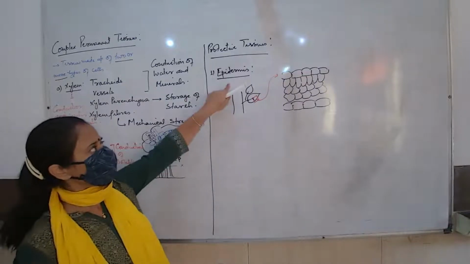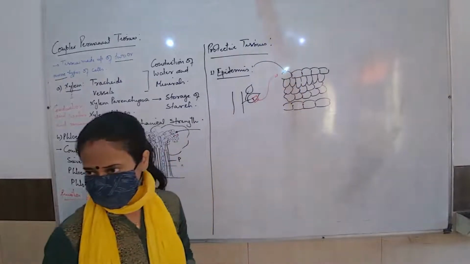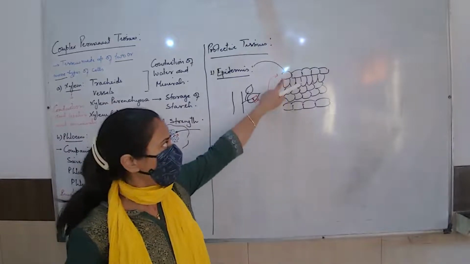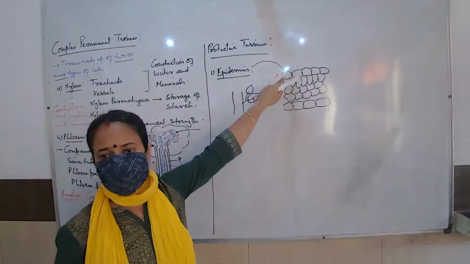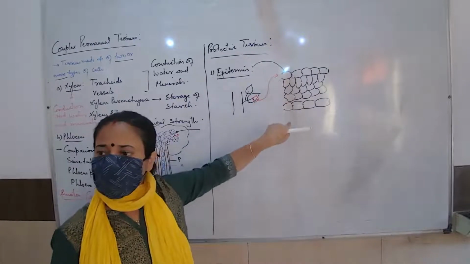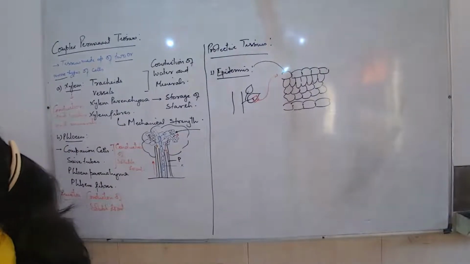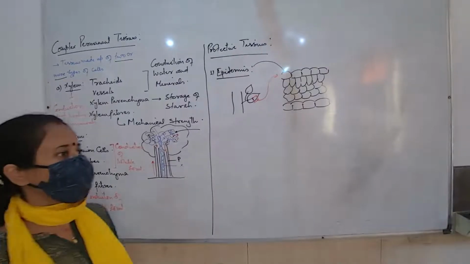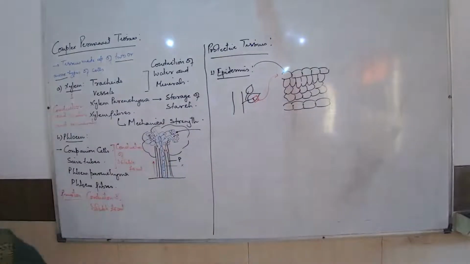But right now we are only interested in the word epidermis. Which one is epidermis? Epidermis is the first layer of cells, the uppermost and the lowermost. These are epidermal cells. So this is the upper epidermis and the lower epidermis. Any leaf would have two layers of epidermis. Understood? Now from these epidermal cells, something starts getting formed.